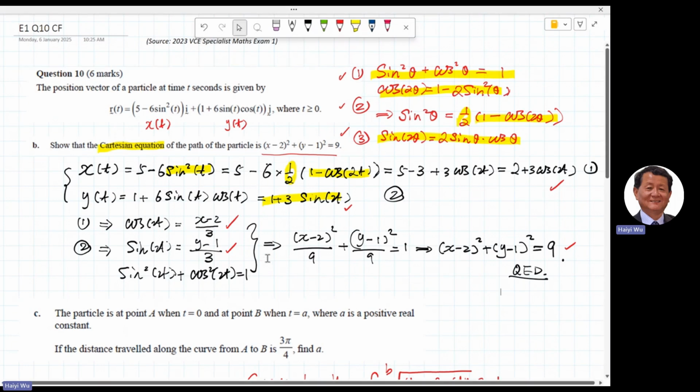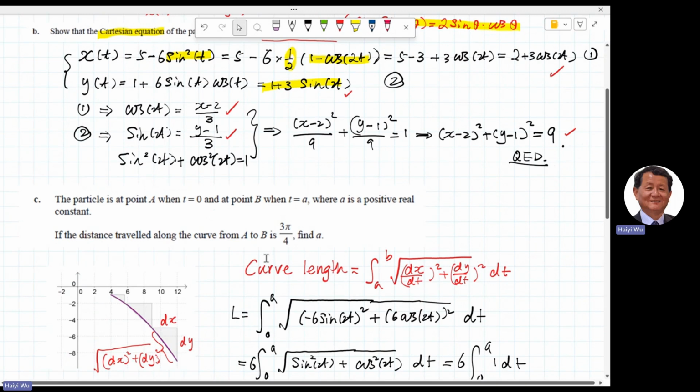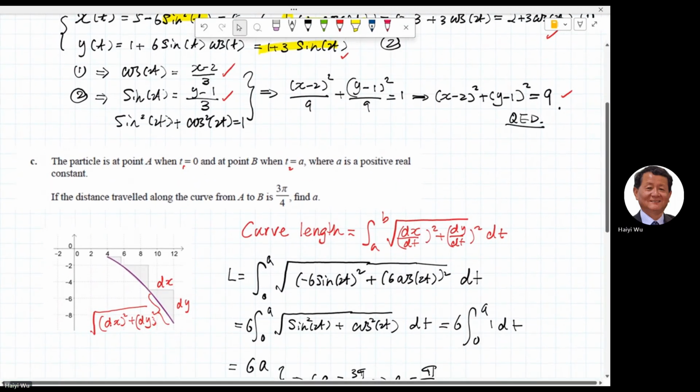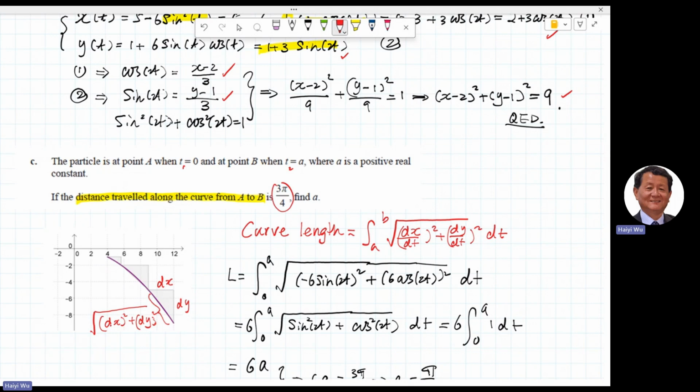Now we're going to do question C, to find the particle's motion from A to B, from t1 to t2. A is unknown, and where it ends we don't know. However, we know the distance traveled along the curve from A to B is that. So, very important: the distance traveled along the curve is what we call the curve length.